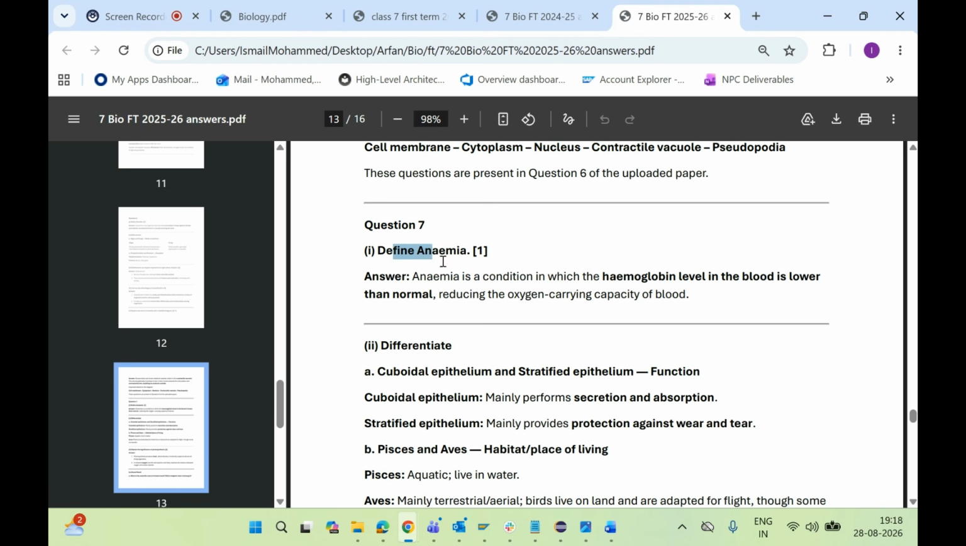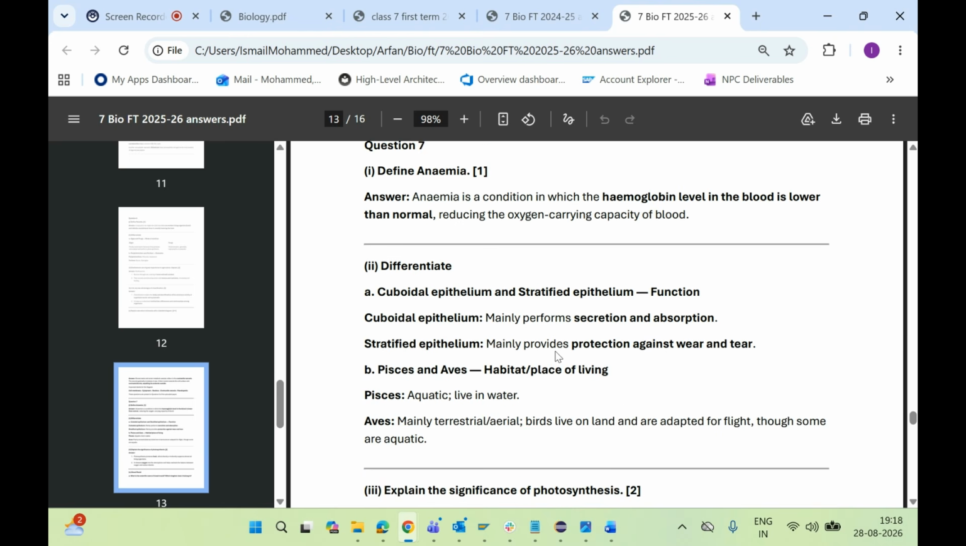Anemia, this is important. Anemia is a condition in which the hemoglobin level in the blood is lower than normal. Okay, it's very low instead of normal. If any person has a hemoglobin level which is lower than the normal, then they are said to suffer from anemia. And if this is present, it reduces the oxygen carrying capacity of the blood.